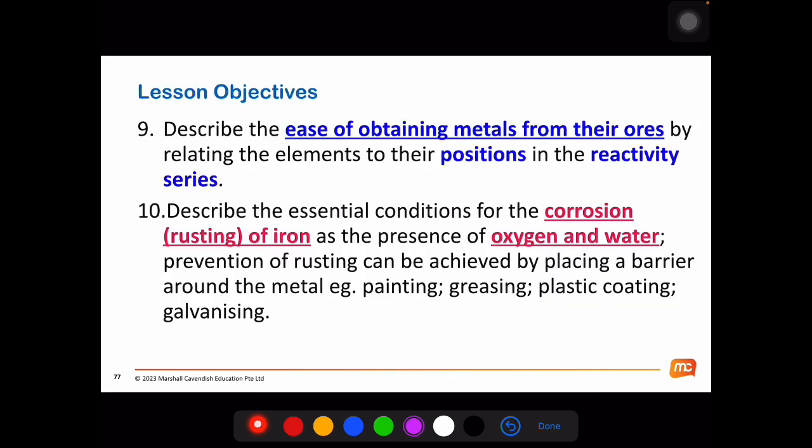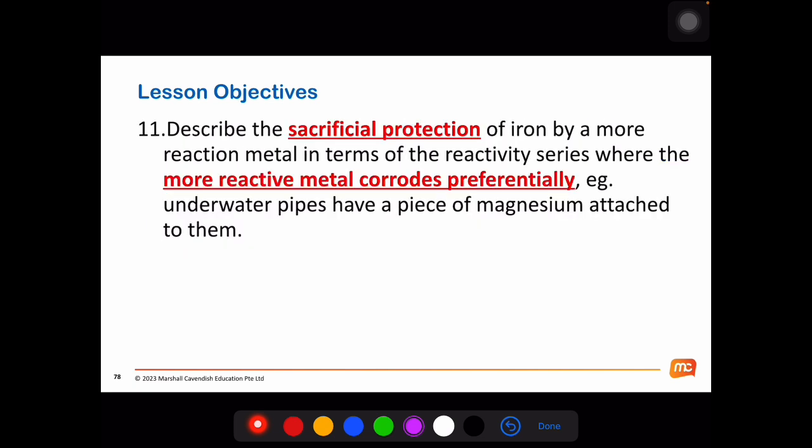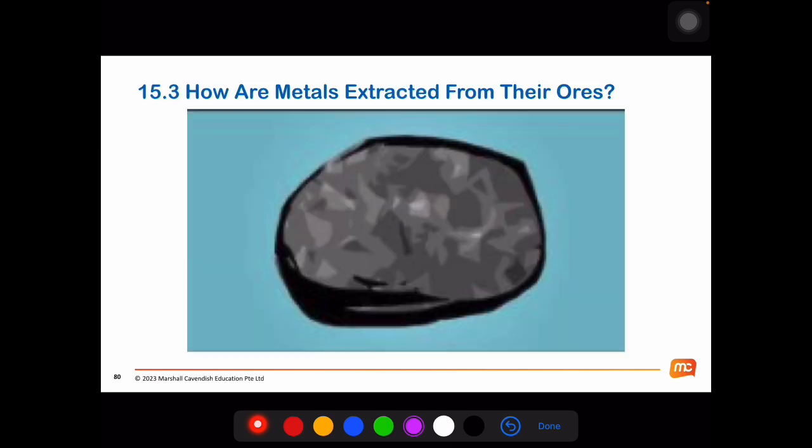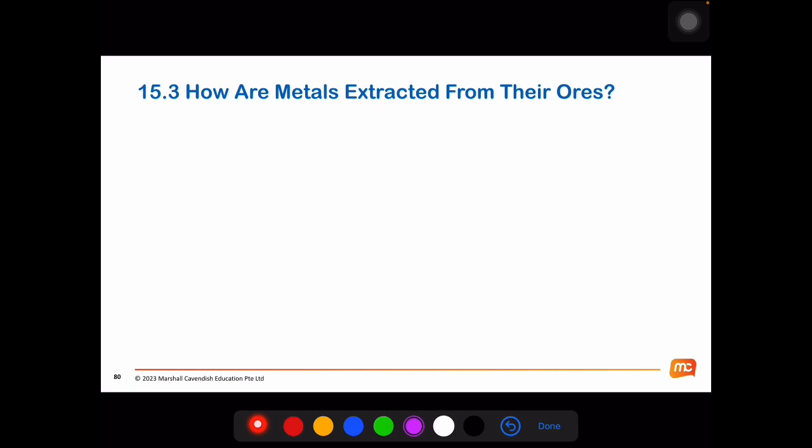So basically, the key focus for this part of the video is that we need to understand how to obtain metals from their ores based on their reactivity. Secondly, we need to learn about the different conditions that are required for corrosion, in the form of iron rusting, to happen. And last but not least, to describe this method called sacrificial protection, we'll talk more about this later as well. So in terms of how metals are extracted from their ores, let's start first by watching a very short clip to have a sense of this concept of extraction of metals, right?